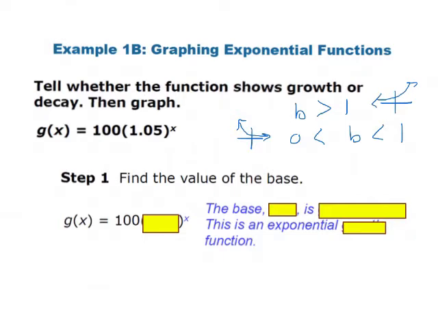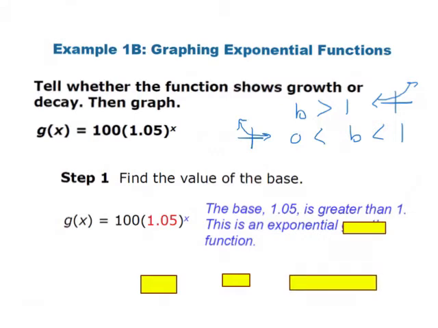So, first of all, let's identify what the b value is. The b value here, go ahead and take a look at it. What's it going to be? Yep, 1.05. Now, since the base is 1.05, that means it's going to be growth or decay? Well, if you said growth, I agree with you. Why? Because it is greater than 1.